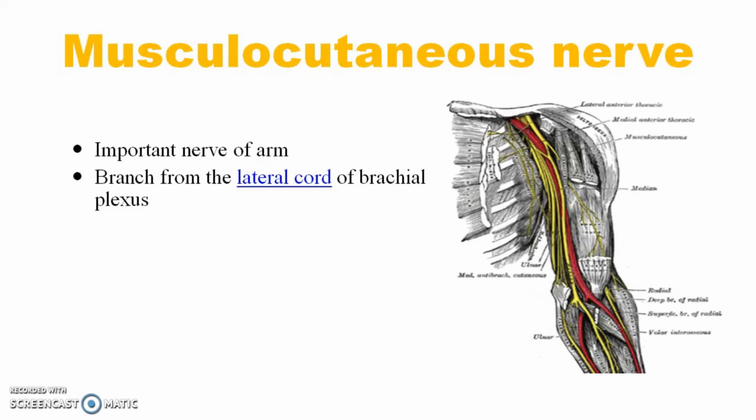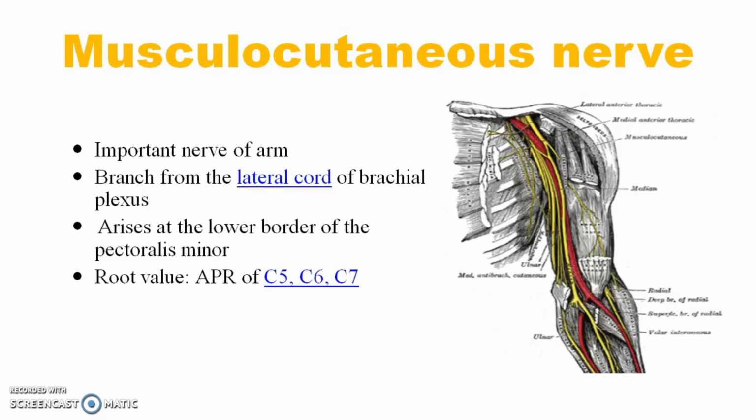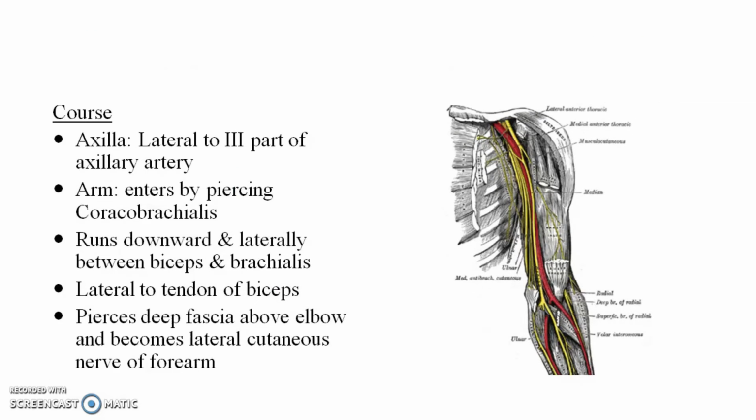It is an important nerve of the arm, and it is a branch from the lateral cord of the brachial plexus. You know, we have the lateral cord with 3 branches, and we remember that with a mnemonic called LML, and in that M indicates this nerve, the musculocutaneous nerve. It arises at the lower border of the pectoralis minor muscle, and the root value of this musculocutaneous nerve is the anterior rami of C5, C6 and C7 spinal nerves.